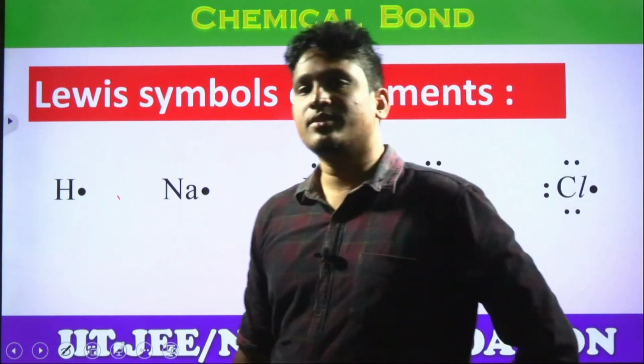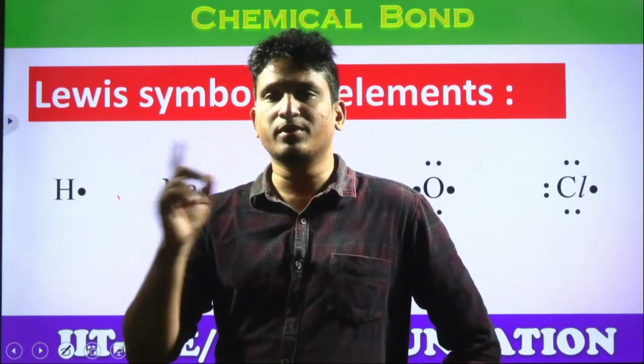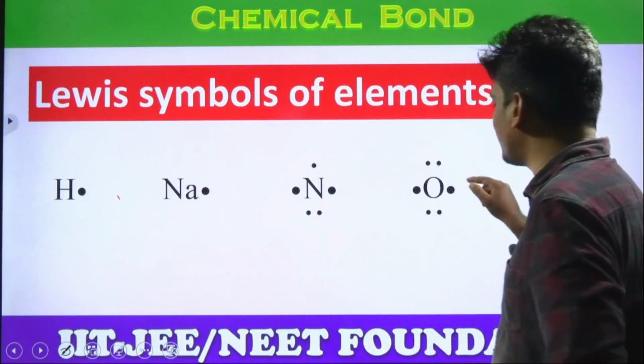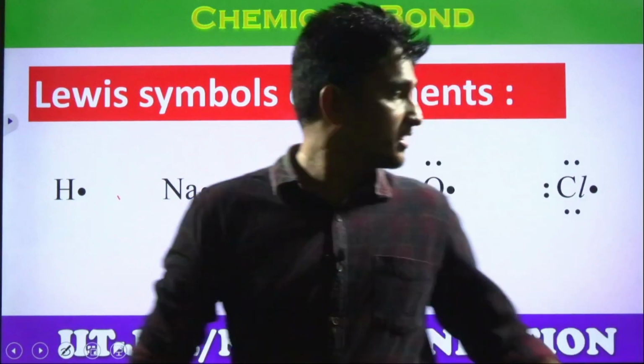Look at oxygen. Now, what is the configuration of oxygen? 2, 6. 1s2, 2s2, 2p4. How many electrons are there in the valence shell? 6 electrons, so 6 dots. 1, 2, 3, 4, 5, 6. Got the clarity?